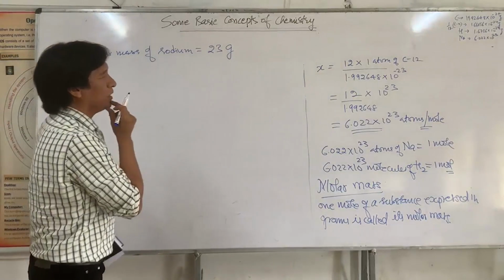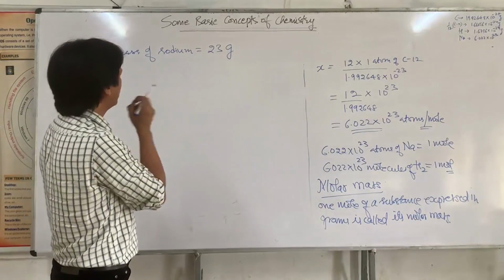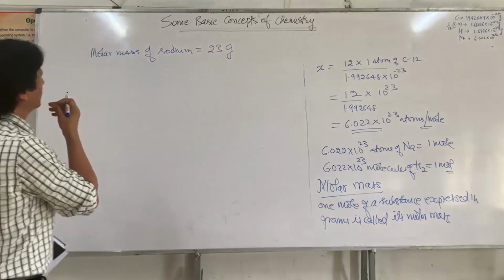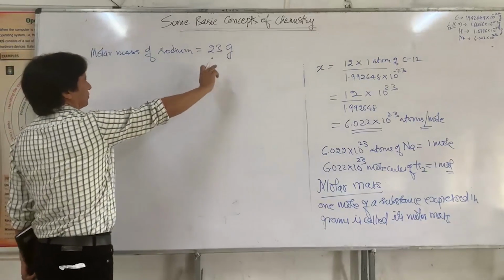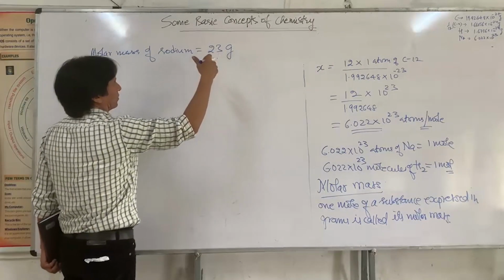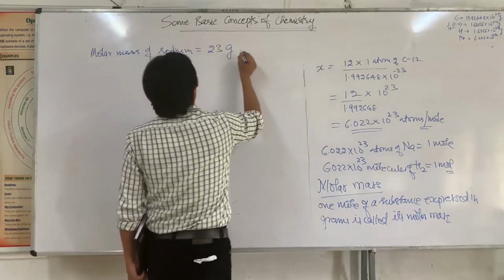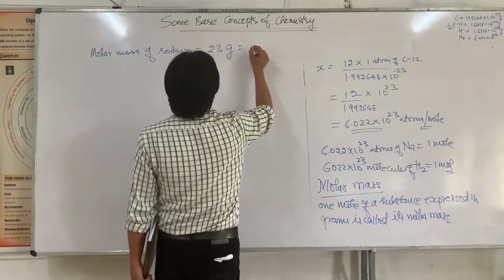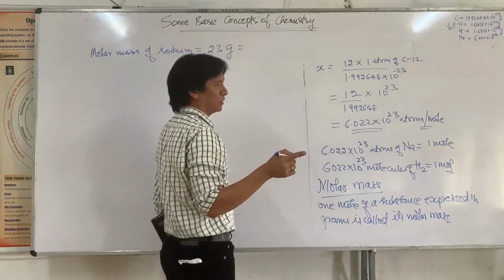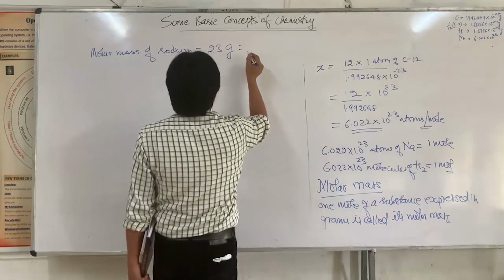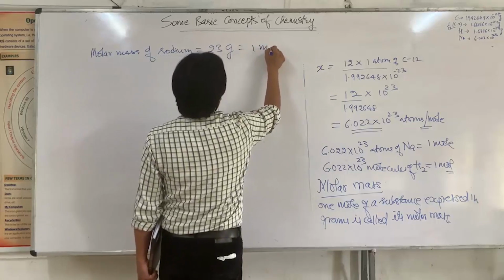So now what we actually need to do is show that the number of atoms of sodium in 23 grams of sodium is 6.02 times 10 raised to the power 23. Let's see how we get this. This is 1 mole, right? 1 mole.